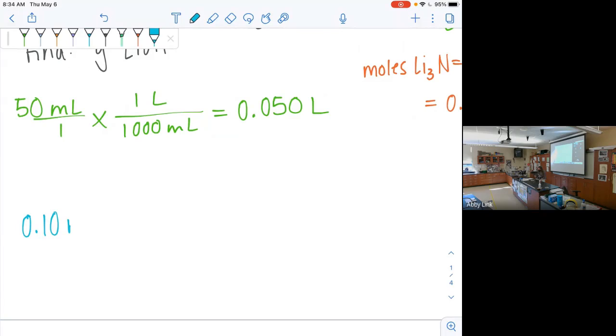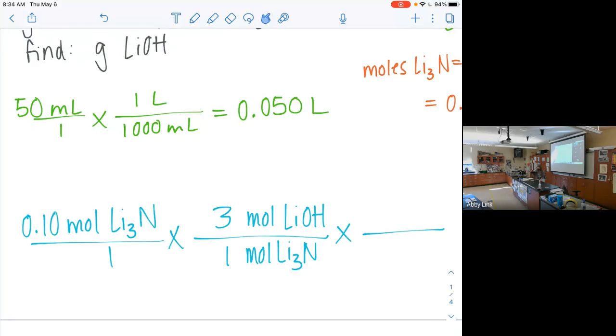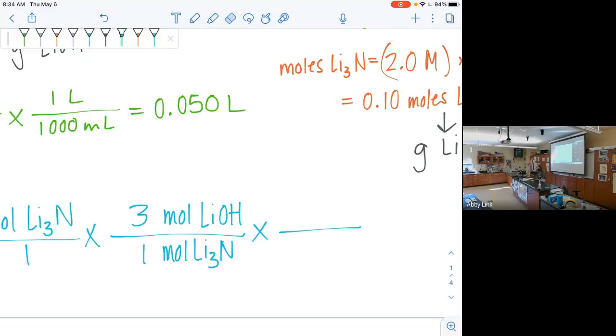0.10 moles of Li3N over 1. I'm going to have moles of Li3N in the denominator, and moles of LiOH, because that's what I'm trying to find, in the numerator. This is a 3 coefficient, this is a 1 coefficient. And then the last thing that I'm going to need is the grams of LiOH, which is going to be the molar mass, so we can calculate that and plug that value in.